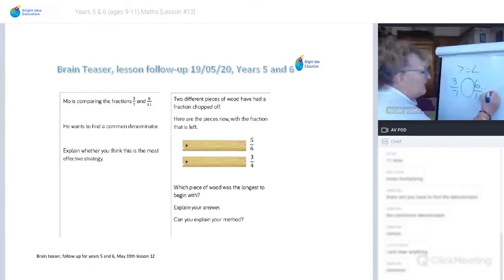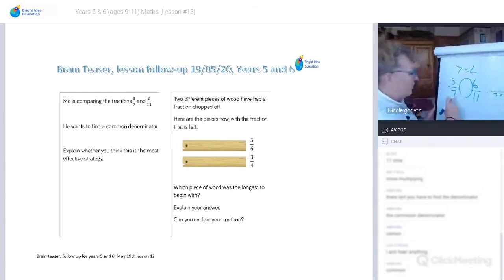So we could say, okay, let's put them both over 77. That's a common denominator. And then what did I have to do to 7 to make it 77? I had to multiply by 11. 11 threes are 33. What do I have to do to 11 to get 77? I had to multiply by 7. 6 7s are 42. So then I could say, okay, that's 33 77ths, and that's 42 77ths.